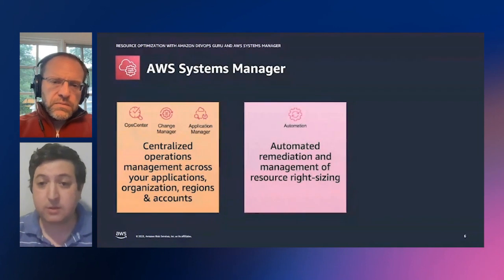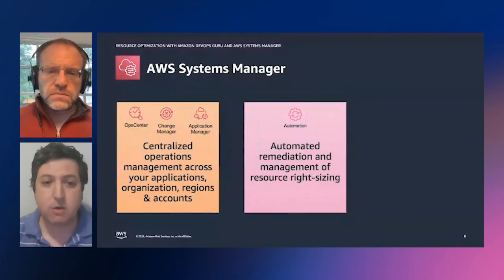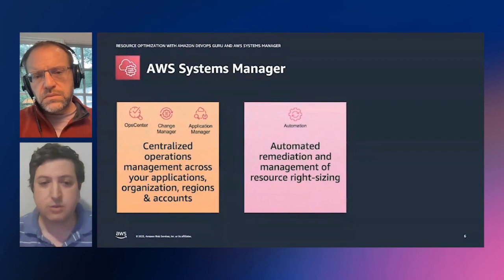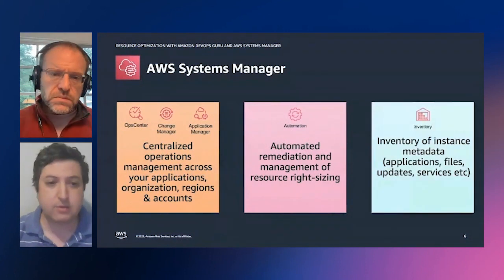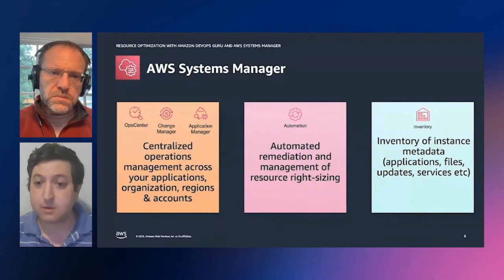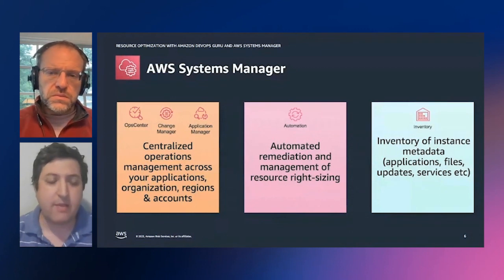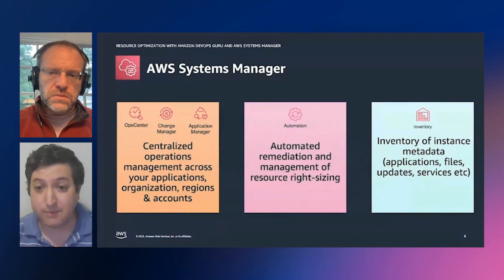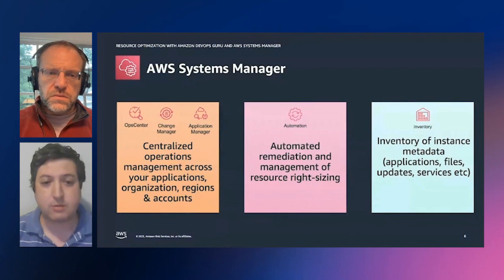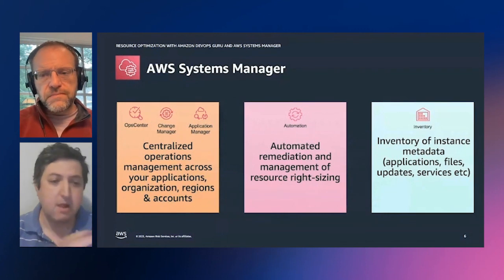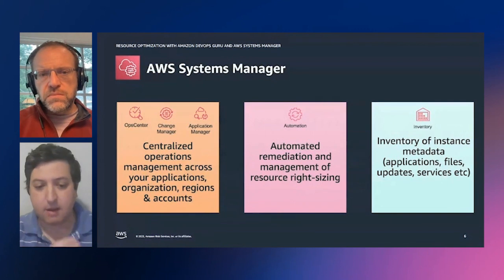You can then run automation using Systems Manager automation documents to go and remediate and manage those resources. A very common pattern is to have automatic right sizing of resources using automation documents that are triggered from findings from DevOps Guru. And then you can also use AWS Systems Manager inventory to collect extra metadata that you can then feed into your automation to make more intelligent decisions. For example, these packages need to be here, those packages need to be there. I can segregate and slice and dice my infrastructure based on what is found within my inventory.